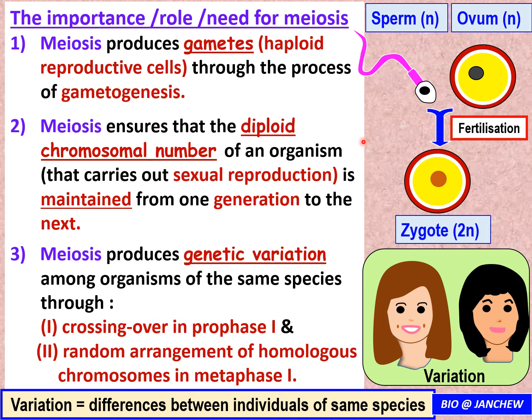So this is because meiosis is involved to produce genetic variation, through the process called crossing over, which we will study in the next video, and through random arrangement of homologous chromosomes in metaphase 1, which we will study in the next video when we talk about the process of meiosis.